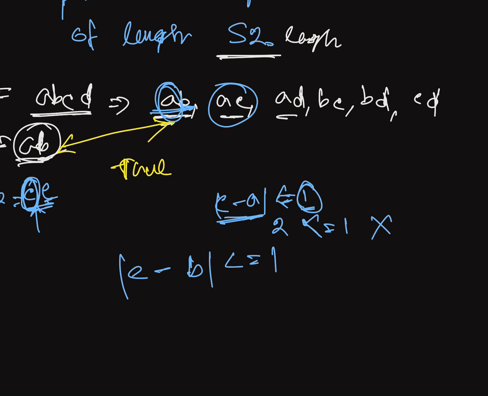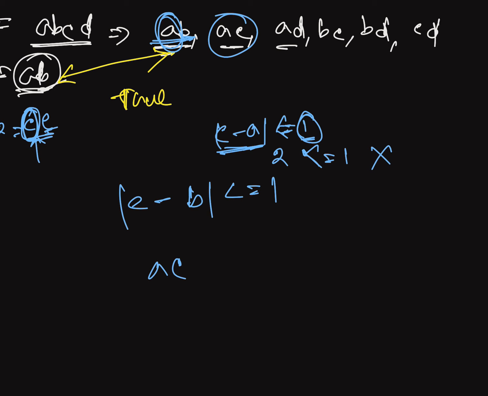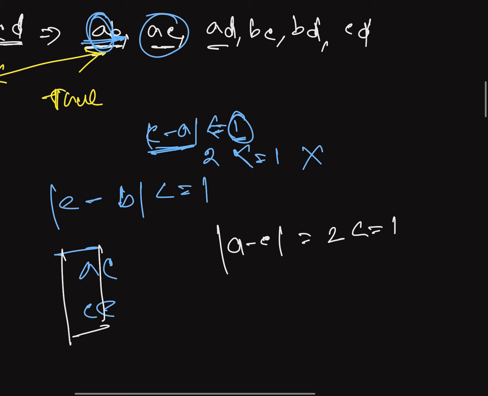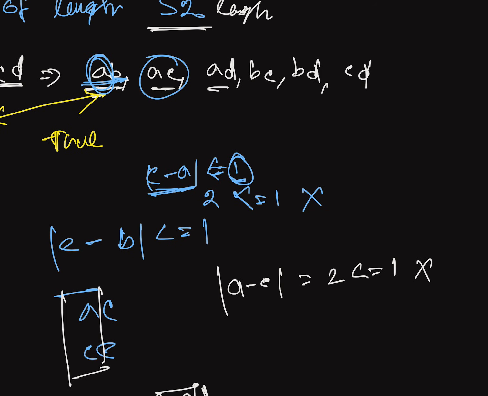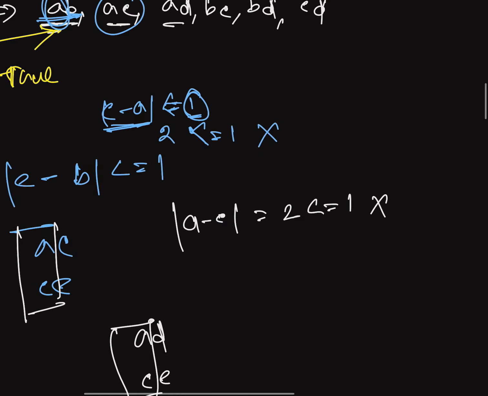Similarly for AC, and string 2 is CE. First of all, I will try to match this character. What is the difference between A and C? A and C difference is 2. Again, not less than or equal to 1. So we can't convert this string to equalize. Next string is AD and string 2 is CE. A and C again. So any one of these characters is not possible to reach the target character. That's why we will not be able to.